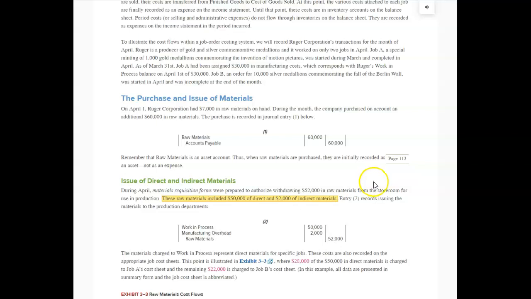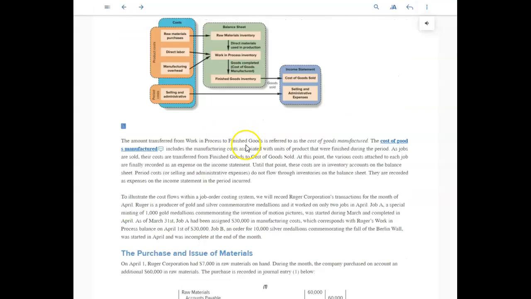Here are the journal entries. So when we first purchase raw materials, and again, we haven't used them yet. We've just purchased these. We purchased $60,000 in raw materials. We debit raw materials. And I wish the book would add in here raw materials inventory, because let me back up right here. This is the same account: raw materials inventory, work in process inventory, finished goods inventory.